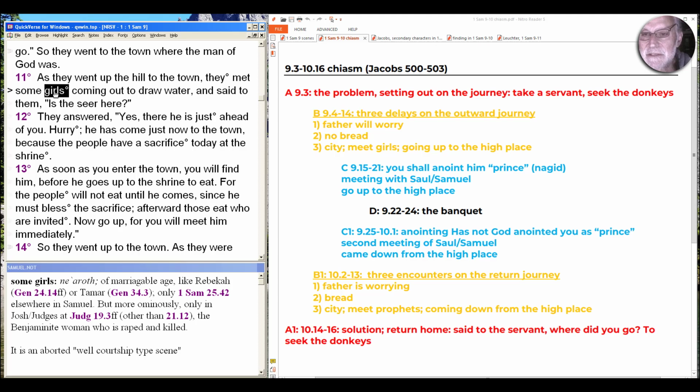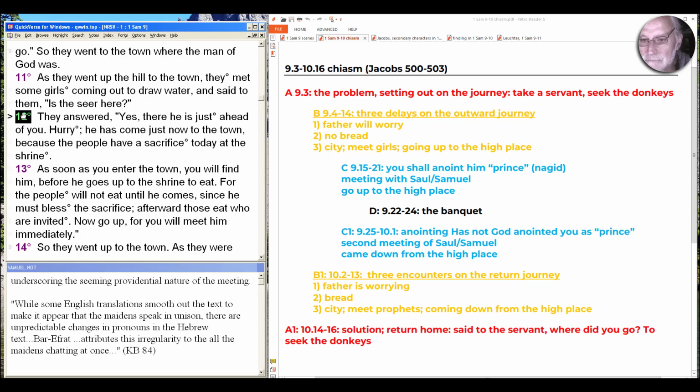So scholars again disagree on the order of which text is commenting on which other. But here the issue is not specifically doing that. It's just about these girls as people who Saul needs to know where the seer is. So he asked them, as you see there, and they answered, yes, he is just ahead of you.